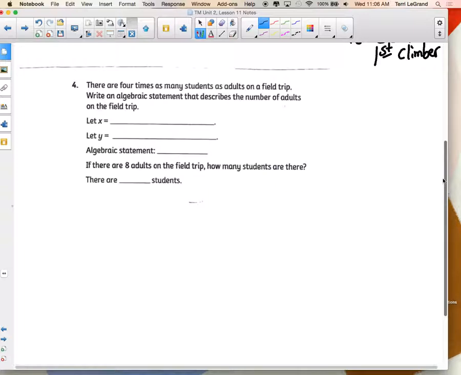Oh yeah, number of adults, that would work. Okay. We don't know how many adults there are. It doesn't tell us how many there are. What's the other unknown then? Number of children. Number of students.